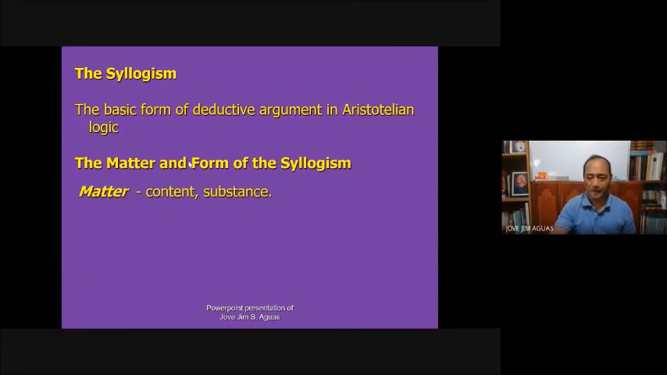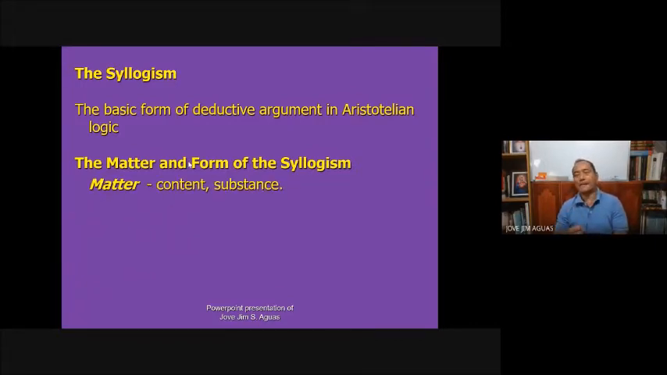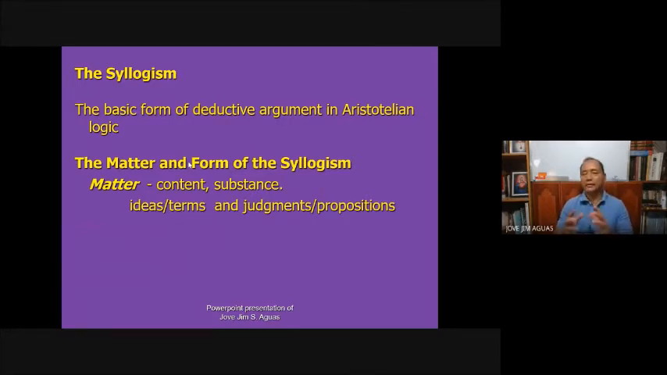What do you mean by matter? The matter would be the content or the substance of the argument. It is what the argument is all about. What the argument is talking about. And it is expressed through the ideas or the terms and the judgments or the propositions. So we can see the content, the substance, the meaning of the syllogism based on the terms or the propositions. Because the terms of the propositions, these are sentences. They say something. So what they say would be the content of the argument.